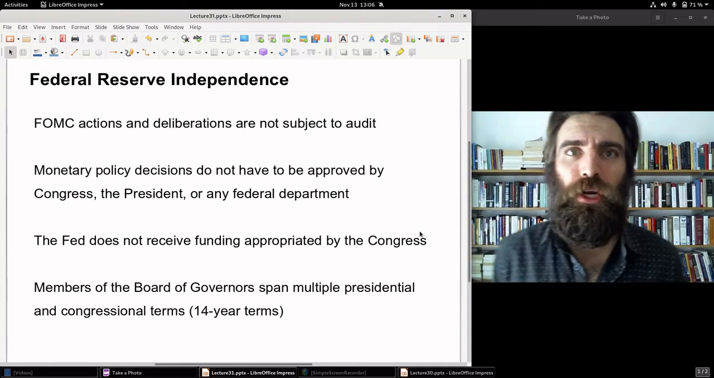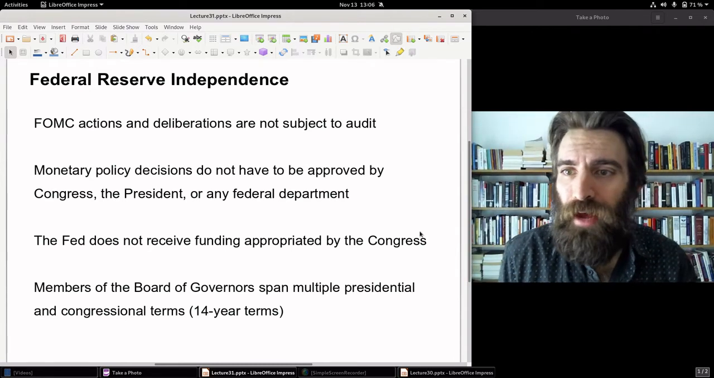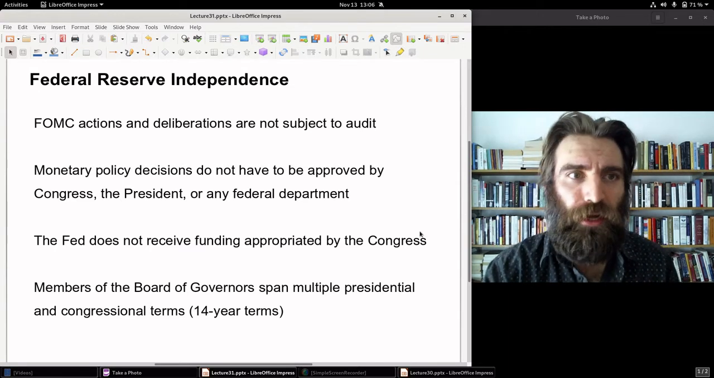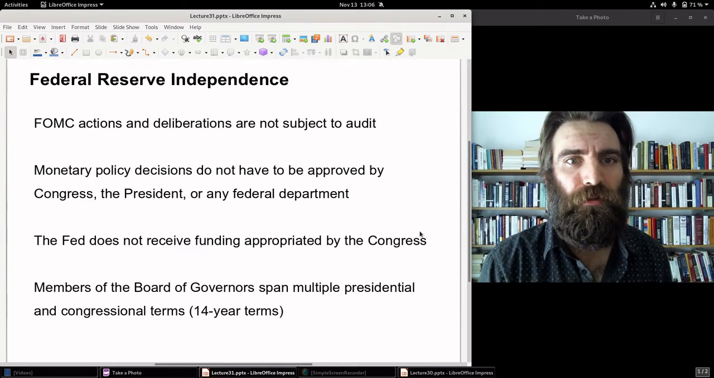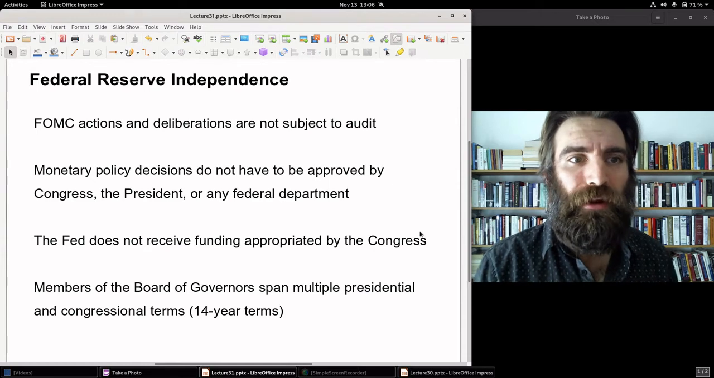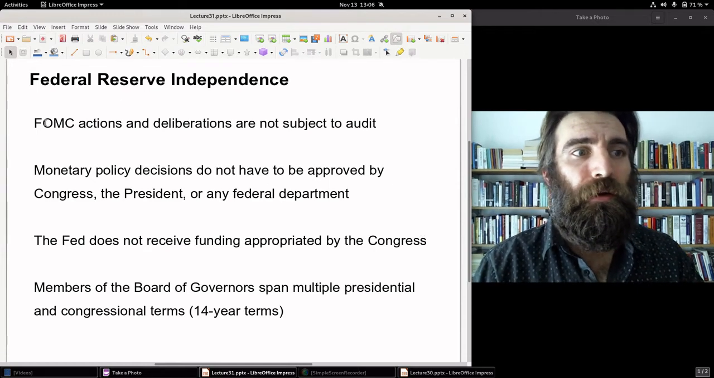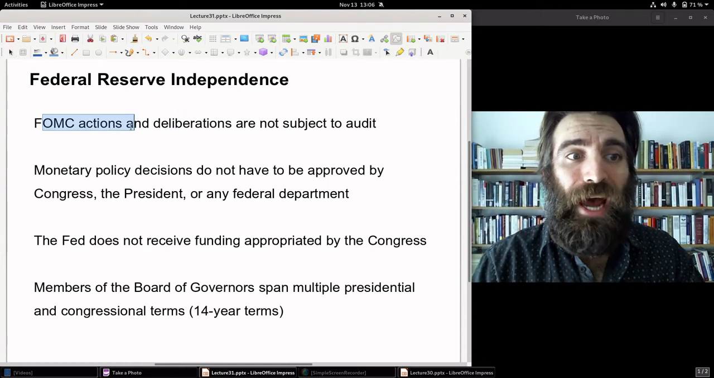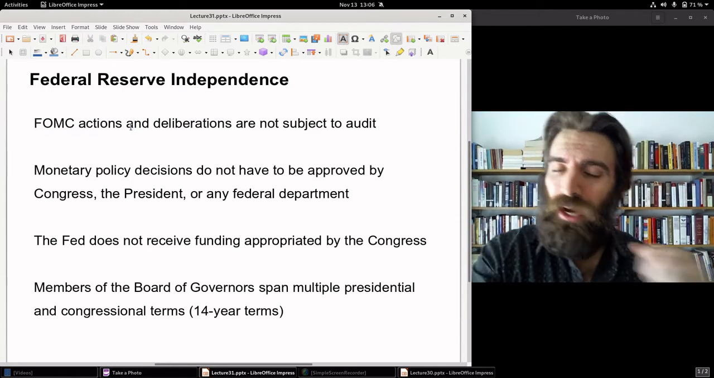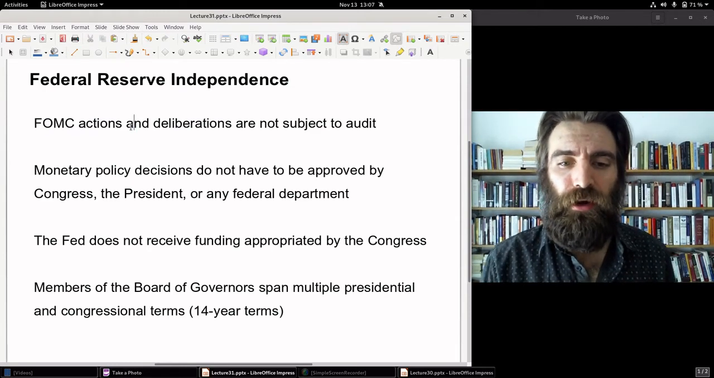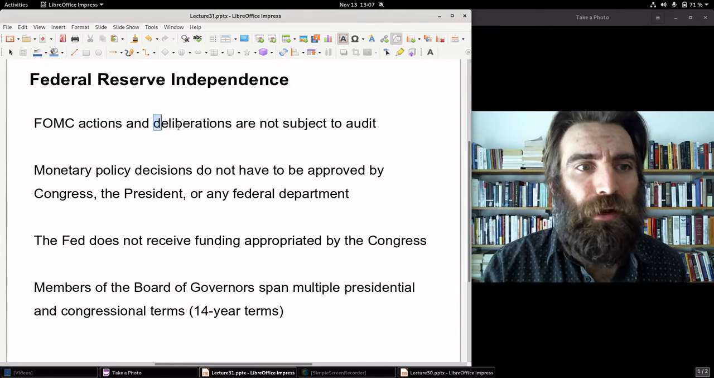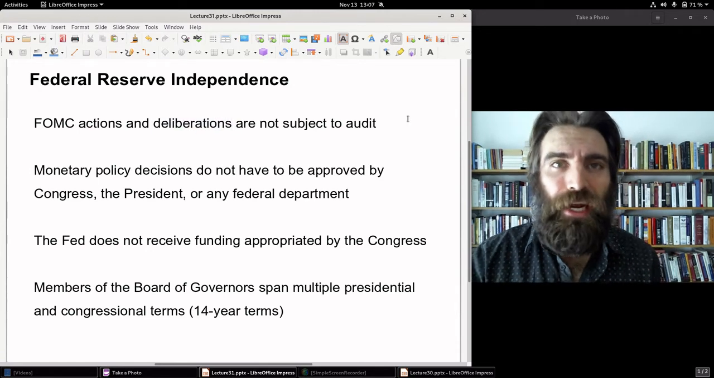The independent judiciary. Well, in a similar manner, the Fed celebrates this idea of Federal Reserve independence. What does this mean, their independence? Well, as I already mentioned, the FOMC, their actions, their transactions, their buying and selling of different securities and assets, and their deliberations are not subject to any government audit.